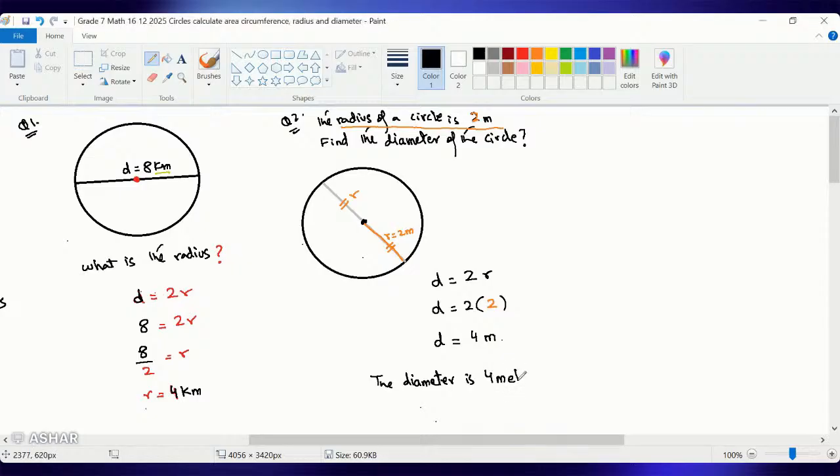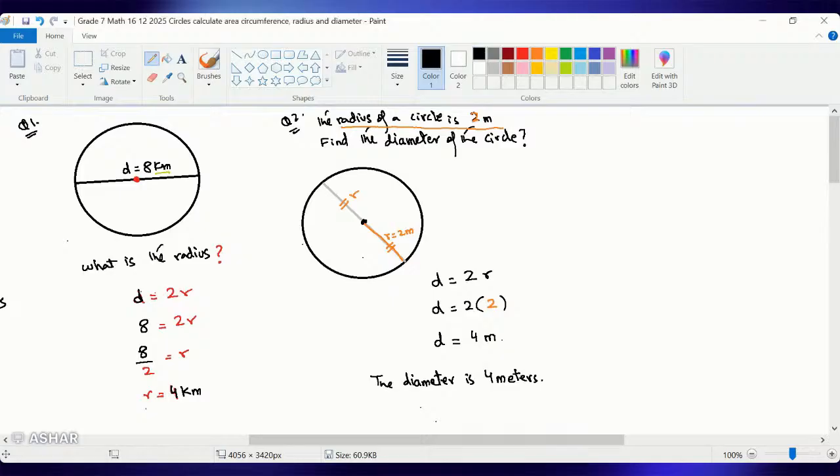Okay. We always have to write the unit. Kilometers, meters, centimeters. Lengths are always measured in units. Okay. Let's try another question. Is there any question? Okay. Very good. Let's see the next question.